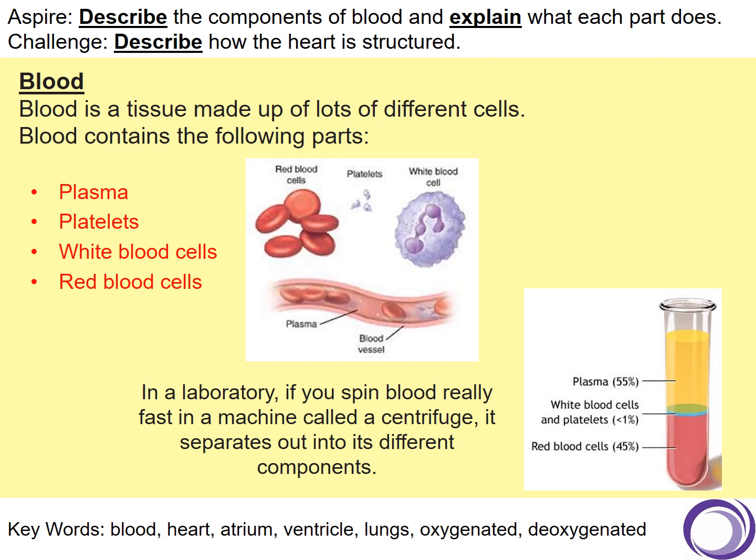Now, in a laboratory, we can use a special machine called a centrifuge. And this is a machine that spins blood really fast, and it can separate it out into all its individual components. And if you look at the diagram of the test tube on the right hand side, you will see that the majority of the blood is made up of the plasma, which is a straw-coloured liquid, and the red blood cells.